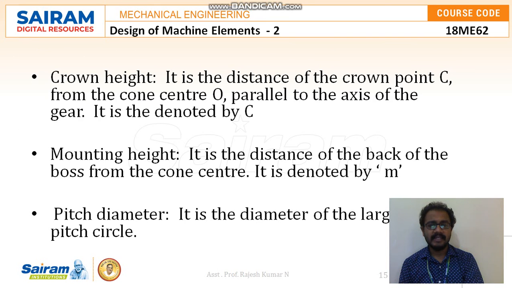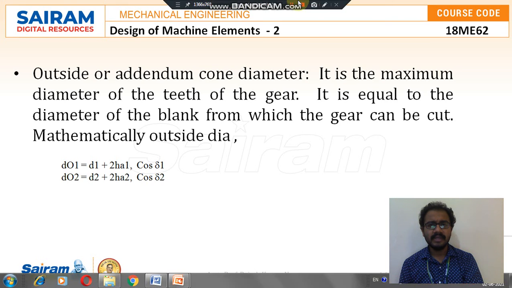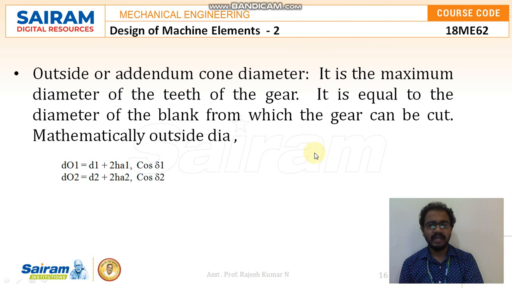Crown height. It is the distance of the crown point C from the cone center O parallel to the axis of the gear. It is denoted by capital C. Mounting height. It is the distance of the back of the boss from the cone center, and it is denoted by small m. Pitch diameter. It is the diameter of the largest pitch circle. Then outside or addendum cone diameter. It is the maximum diameter of the teeth of the gear, and it is equal to the diameter of the blank from which the gear can be cut.